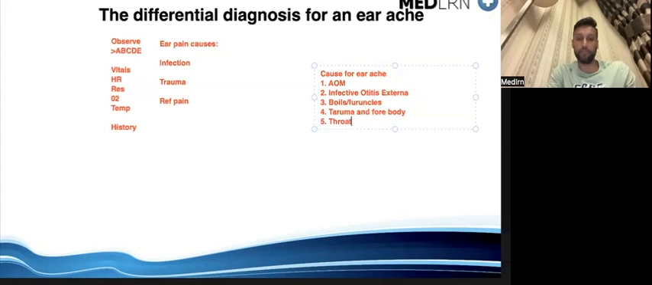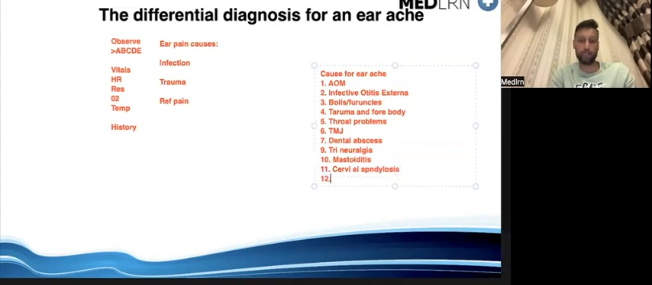Five, throat problems. So tonsillitis, pharyngitis, quinsy, so on. TMJ, temporomandibular joint dysfunction. We'll go into these in depth. Dental abscess. Trigeminal neuralgia. We'll go through each one in depth, don't worry. Mastoiditis. Cervical spondylosis. Can't even remember myself. Cholesteatoma. Malignant disease.